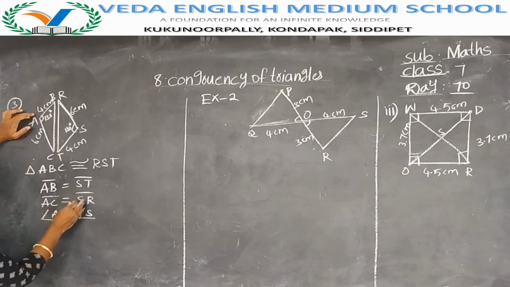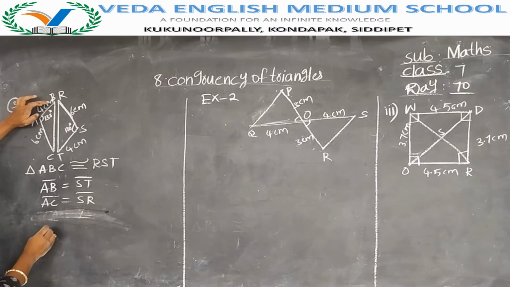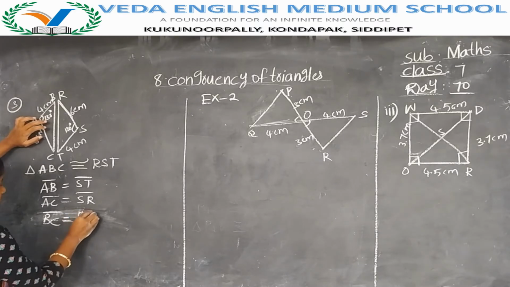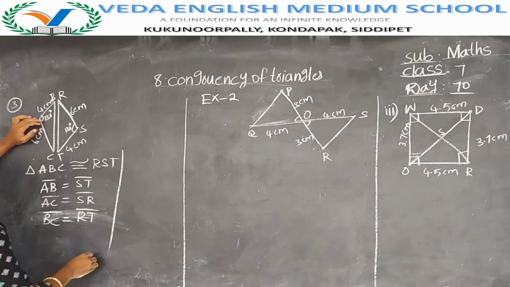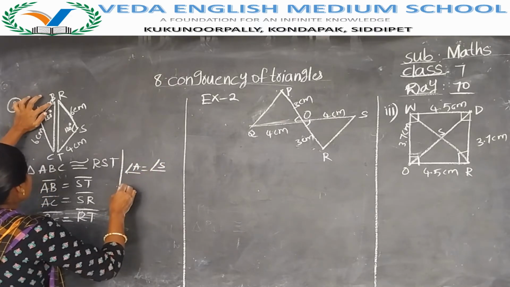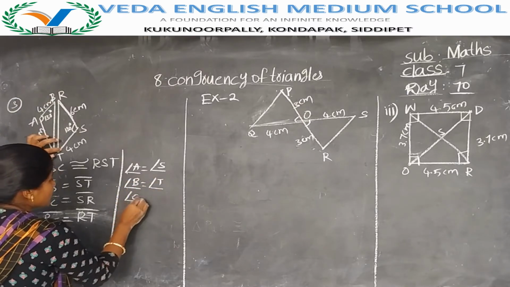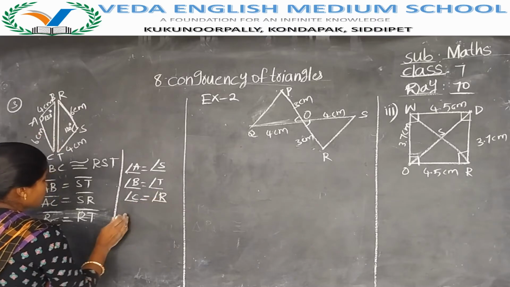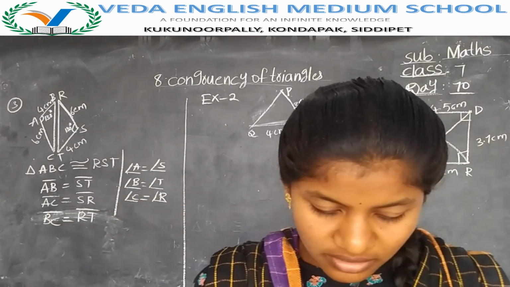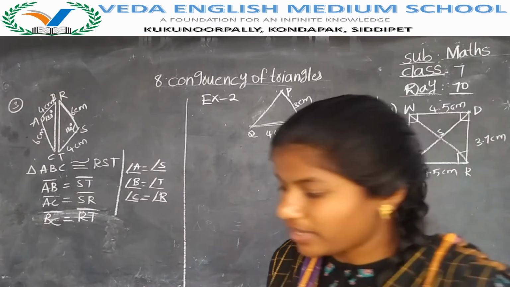I have written two sides. Then the remaining one side also I will write here, that is BC is equal to RT. Then we will write the angles now. Angle A is equal to angle S. Angle B is equal to angle T. Angle C is equal to angle R. So these two triangles are equal under the rule of SAS, side angle side.